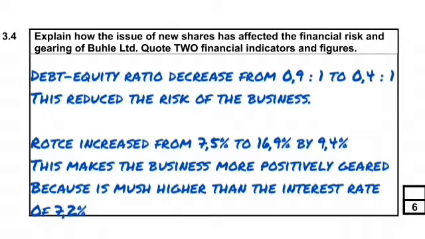And then the return on capital employed increased from 7.5 to 16.9 by 19.4, and this is good because it increased so far from the interest rate of 7.2. Remember I told you the interest rate is 7.2. It's somewhere in our information there when you look at it proper. So you want it to be higher than the interest rate as much as possible, and 16.9 is way higher, and that's good.